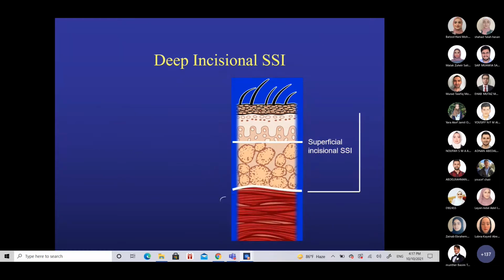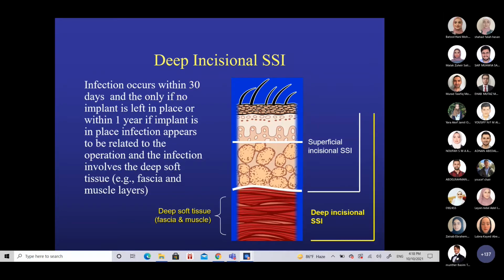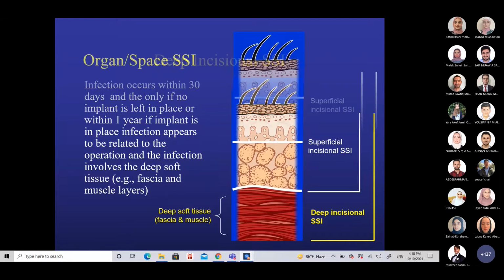If this extends beyond the deep fascia overlying the muscle, we call it a deep incisional surgical site infection. The definition is always 30 days, unless there is a prosthesis. In that case, the definition is extended up to 1 year, meaning any infection that occurs up to 1 year we call a surgical site infection.